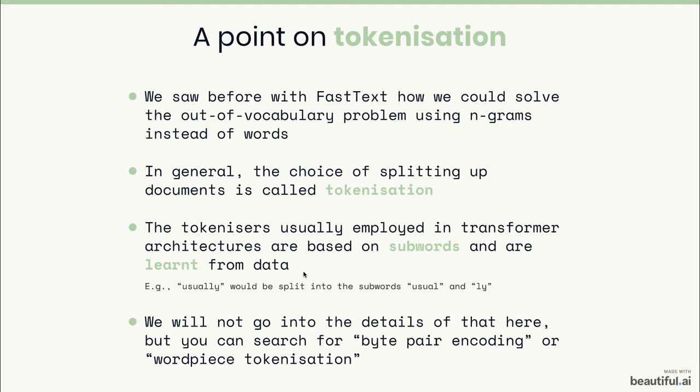And they are learned from data. We won't go into the details of how these are learned, but if you're interested, you can search for byte pair encoding or WordPiece tokenization. They are very similar, those two, and are both used in modern transformer models. They just have small differences, but you can look at both.